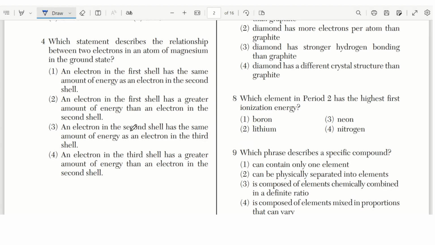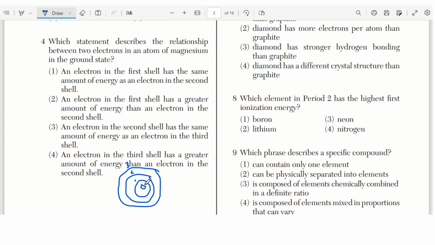Number 4, which statement describes the relationship between 2 electrons in an atom of magnesium in the ground state? Okay, so I can see that it's talking about first shell, second shell, first shell, second shell, and I can see it's talking about same or greater. I see third shell mentioned. All right, so let's just briefly go over that. Here we have a nucleus, and then we have energy levels or shells with electrons in them. So this would be first energy level, second energy level, third energy level, or first shell, second shell, third shell.